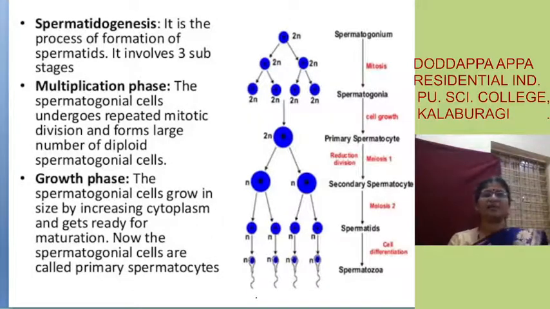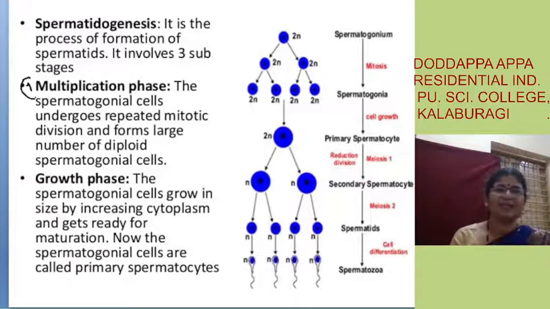So in this slide you can see the process of spermatogenesis. What do you mean by spermatidogenesis? It is the process of formation of spermatid, and this process has three phases. The first one is the multiplication phase. Here the spermatogonial cells undergo repeated mitotic cell division and a large number of diploid spermatogonial cells are formed.